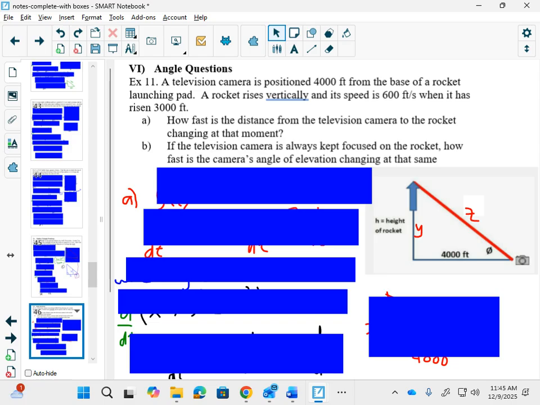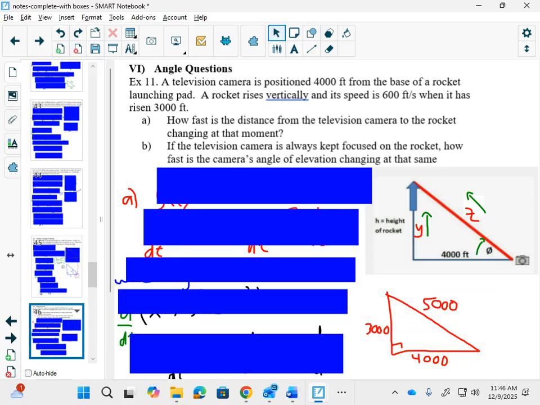So, first of all, I'm going to draw my diagram, and on my diagram, I'm just going to show little arrows on the y, the z, and the theta. Because we have one diagram where we show variables that are changing, and then we're going to have a second diagram to talk about a specific time. Here's my second diagram. We want to know exactly when it is 3,000 feet. So this makes a nice 3, 4, 5 triangle as a result. The 4,000 was fixed.